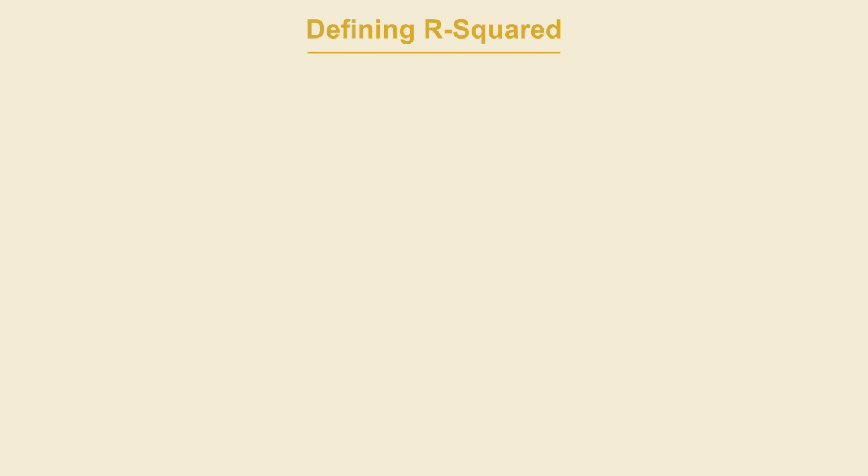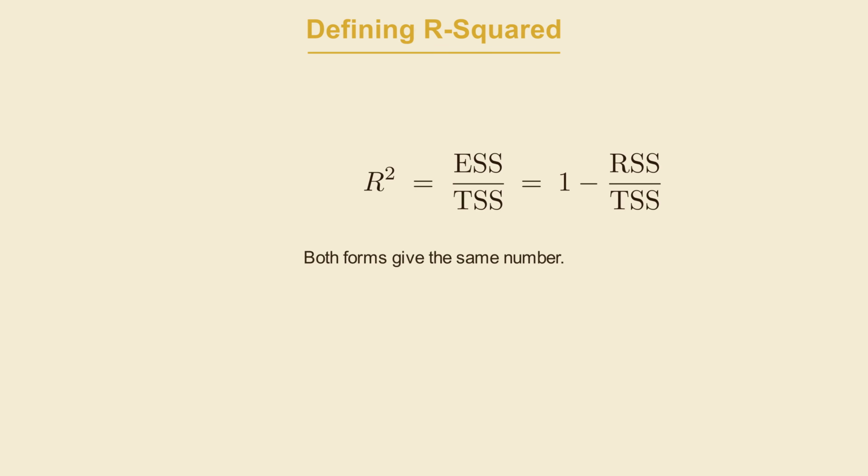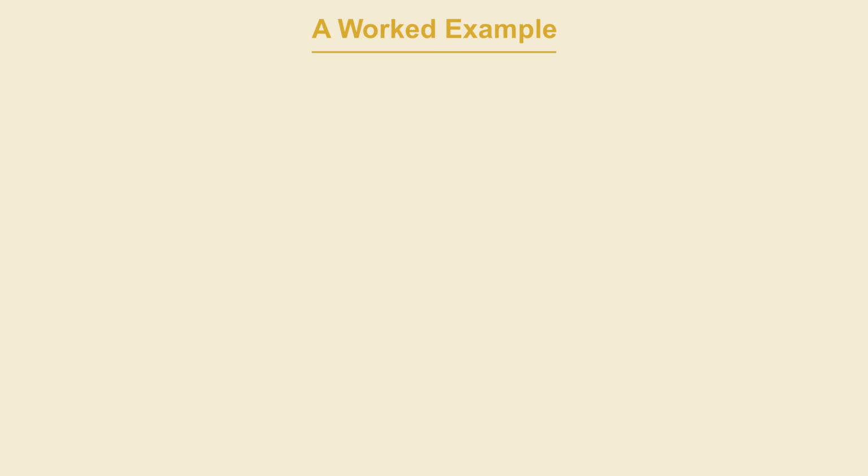R-squared is just the explained piece as a fraction of the total. So R-squared equals the explained sum of squares divided by the total sum of squares. And because the three pieces add up, that's the same as 1 minus the residual sum of squares over the total. So both versions give you the same number. Since the explained part can't be bigger than the total and can't be negative, R-squared always lands somewhere between 0 and 1. So let's put some numbers on it.